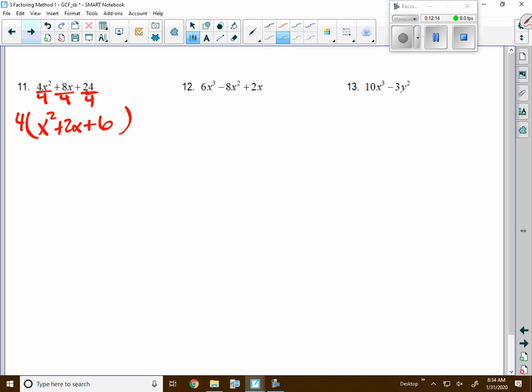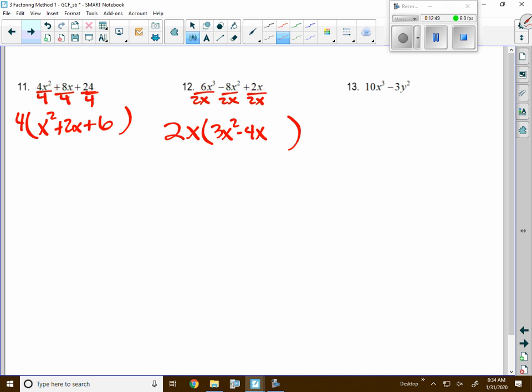Okay, number 12, what number would we pull out? 2. And we would pull out an x, right? So if you look at your exponents, we have 3, 2, and 1. Like I said, we pull out the lowest exponent. So we would just pull out an x to the first. So we would divide each term by 2x. What's my first term going to be? 3x squared. Good.